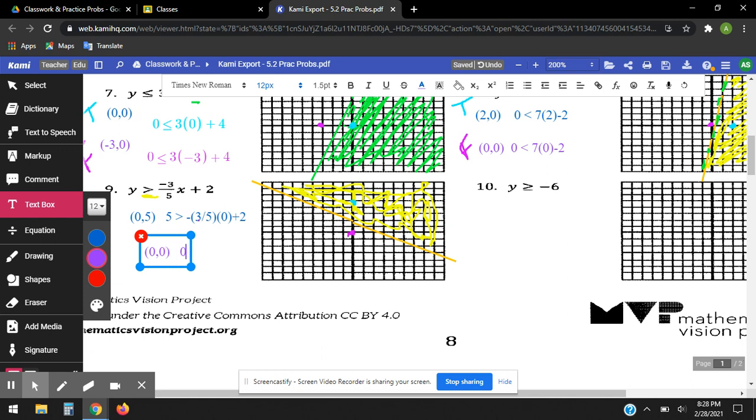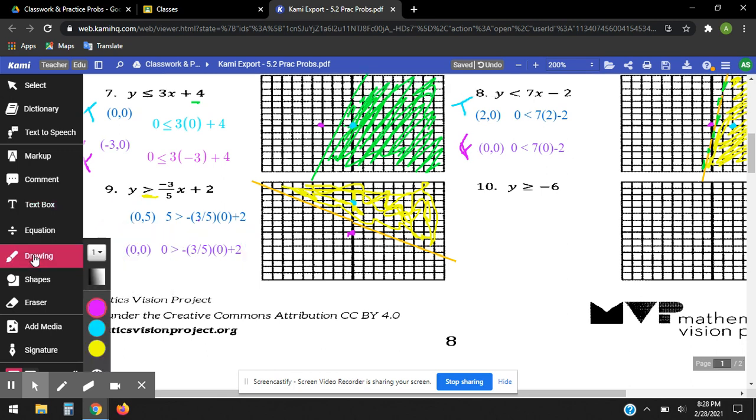So is 0 greater than negative 3/5 and 0 plus 2? Notice we kept the same x value on here. We did zeros. So 0 plus 2 is 2, less than 0. It is not. So we have false for this guy, true for this guy.